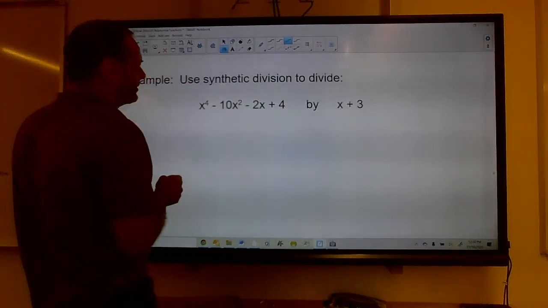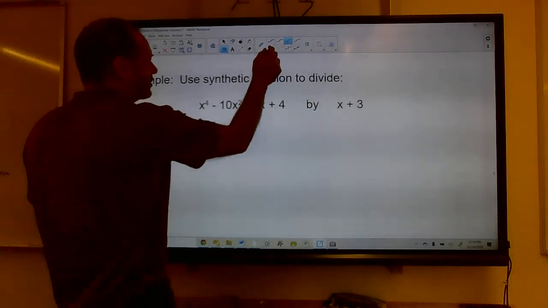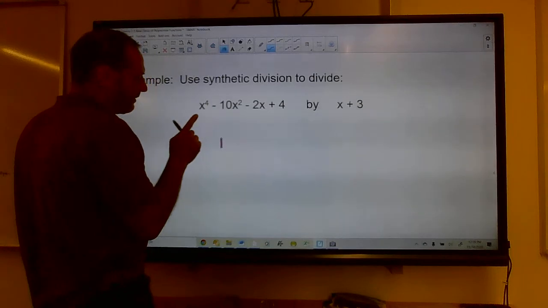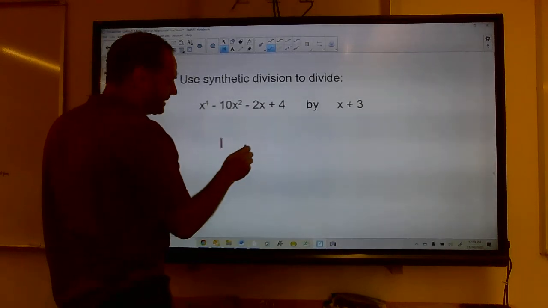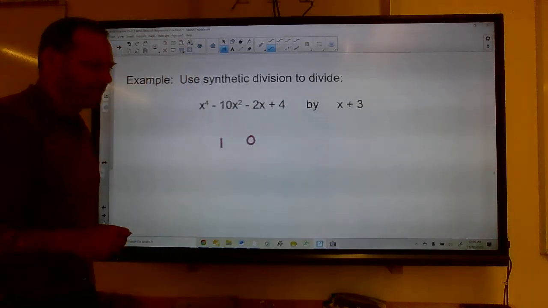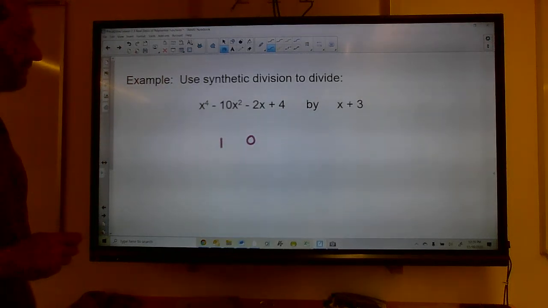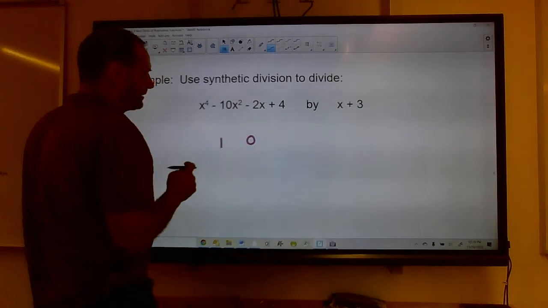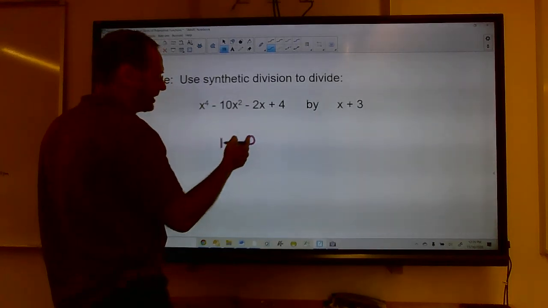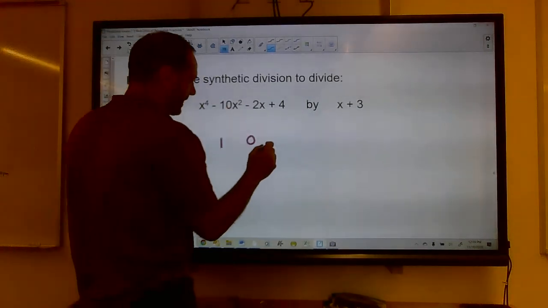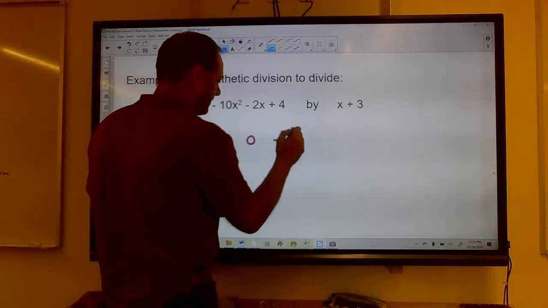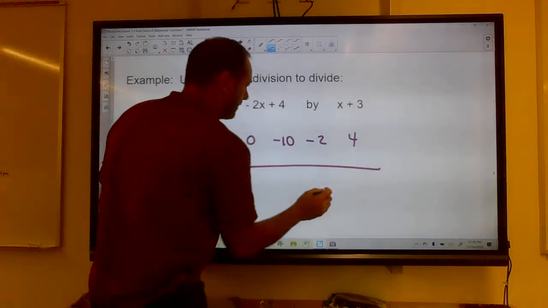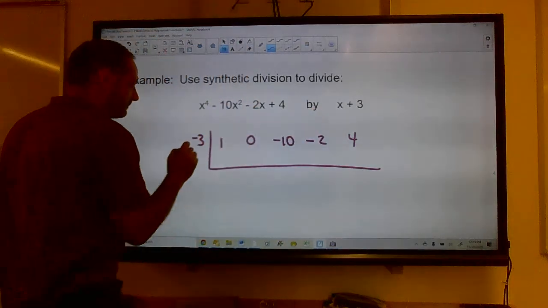So use synthetic division. So I need to strip out the coefficients. Now you got to be careful. The coefficient here is 1. Now, there is no x cubed here, so I need to put in a 0. You need to have every degree polynomial that's inside here represented. Okay, so if there's a missing one, you got to put in a 0. So then the x squared would be a -10. The x is a -2, and then you got 4. And then we're going to take a -3 and put it out here.